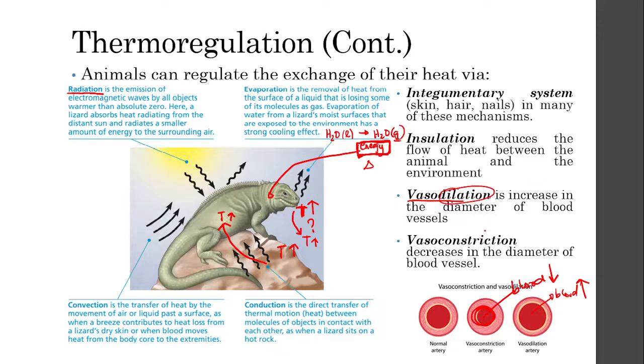So this is another way that our body actually thermoregulates, that is still related to our integumentary system, our skin, hair, and nails. And these whole processes of radiation, evaporation, convection, and conduction are also related to our integumentary system. Okay, so I hope that is clear.